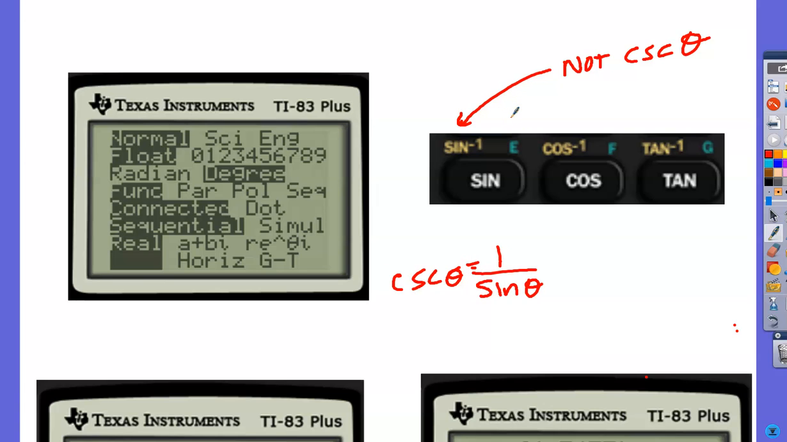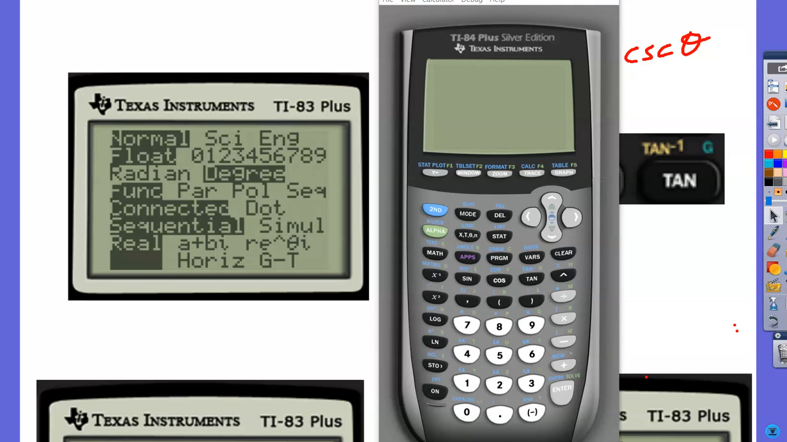Okay, so I got my calculator here. We need to make sure that we're in degree mode for this, which is very different than graphing our trig functions because we always want it to be in radians for that. So if we're trying to solve using the sine of something, we're going to want to be in degrees. So we just go to mode and go down and change that to degrees. Okay, then we can just quit that. So make sure you do that.